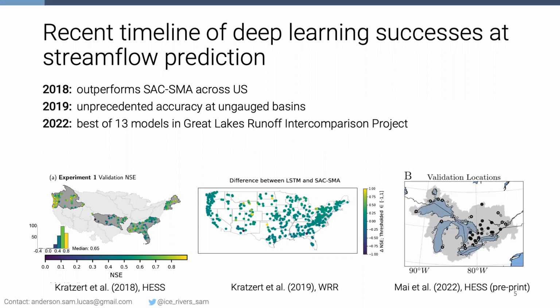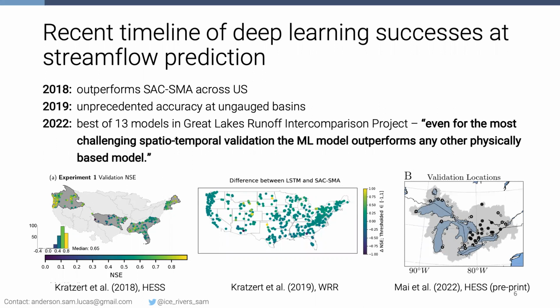Earlier this year, the deep learning modeling approach was found to outperform 12 process-based hydrological models across the Great Lakes region in a robust model intercomparison study. The authors noted that even for the most challenging spatiotemporal validation, the machine learning model outperforms any other physically based model. While different types of deep machine learning models exist, many have been found to have this excellent performance.